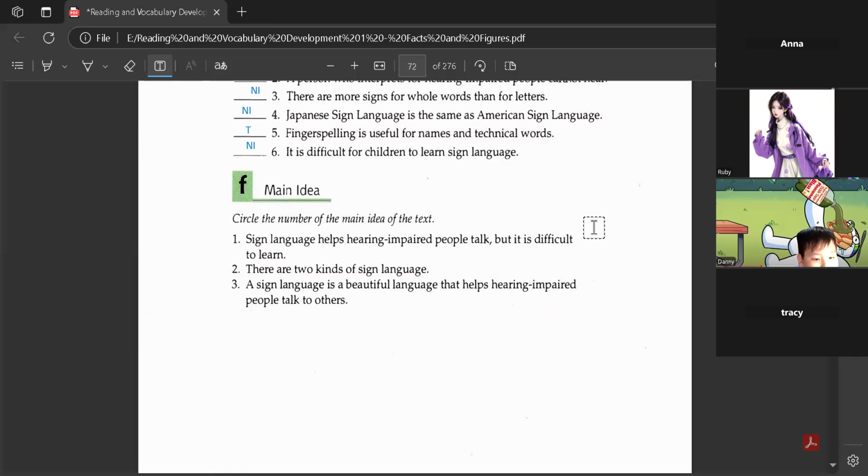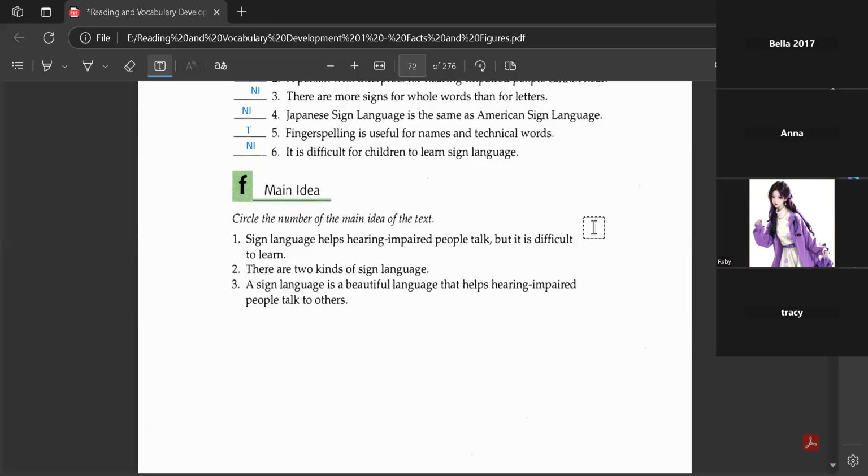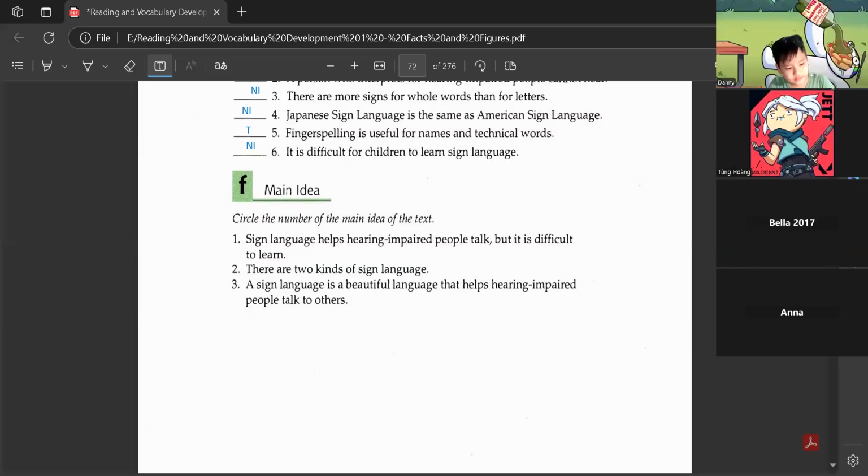I am correct. And the first part of Japanese sign language is the same as American sign language. Yeah, but there is no information in the text. All right. How about Danny? Which one is the main idea? Danny? Danny? I think number 1 and 3.